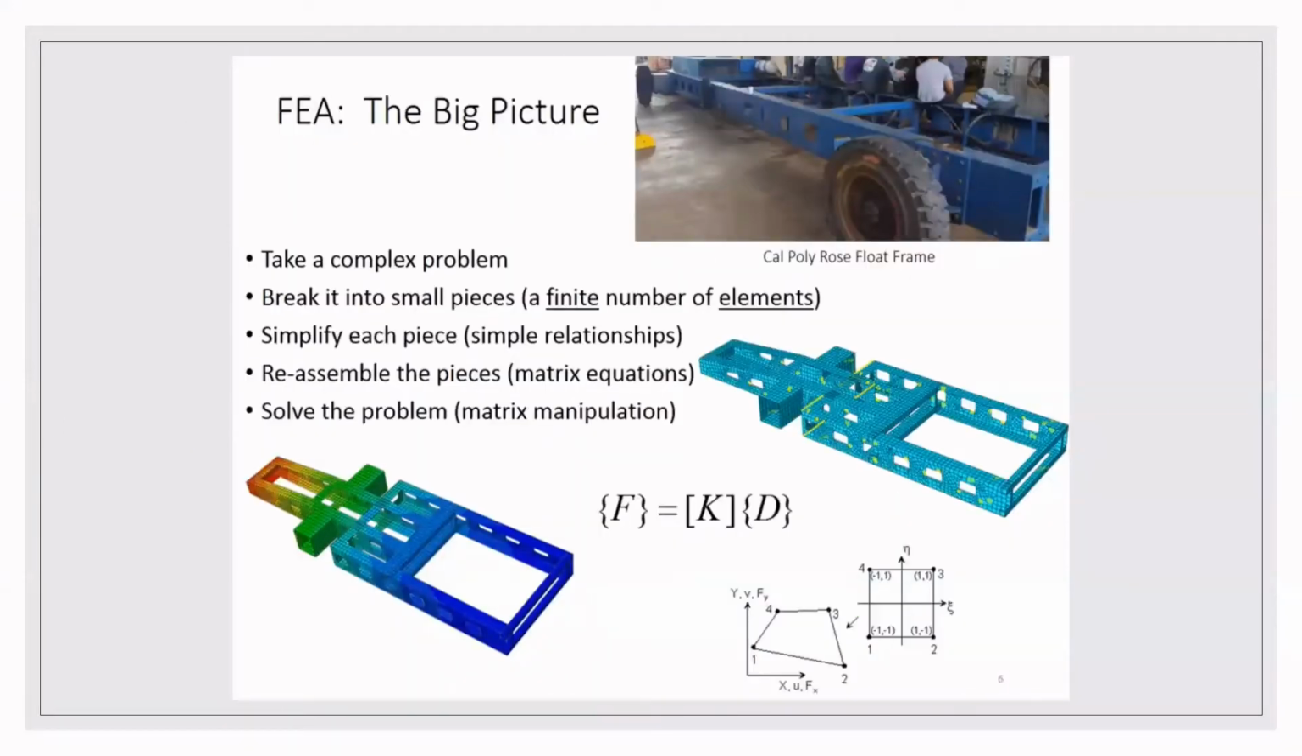So let's talk about what is FEA, and what is the big picture of what goes on. So we'll start out with a complicated problem. For example, here we have a Cal Poly Rose Float frame, and we take this problem and break it into a bunch of small pieces, as you can see here in the picture. So we can manage things in smaller pieces. We can figure out what's going on in a smaller piece, and we're going to call each of those pieces an element.